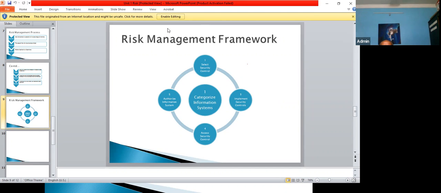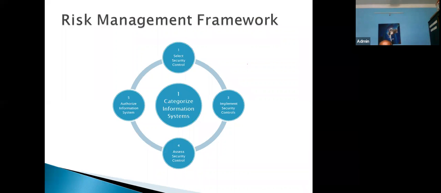Before we close today's session of unit 1, in case you have any doubt, you are free to ask. Otherwise, we will end today's session. Let me make this slide bigger so that you can easily see it. Risk management framework. Here there are 5 points: select security control, implement, then assessment and authorization.